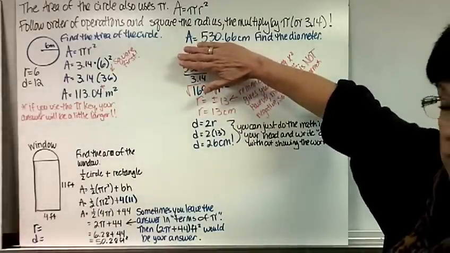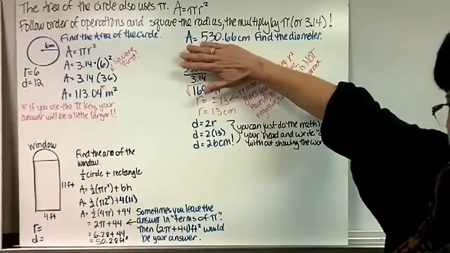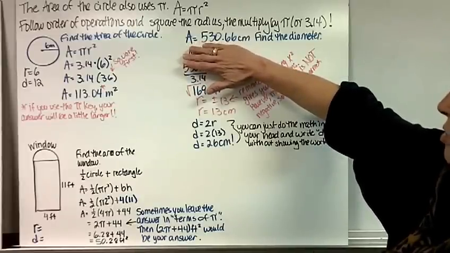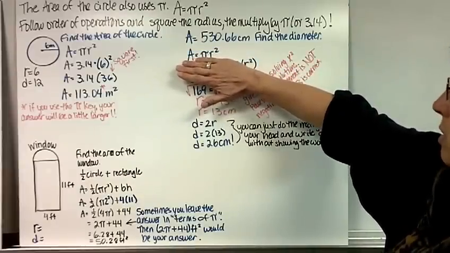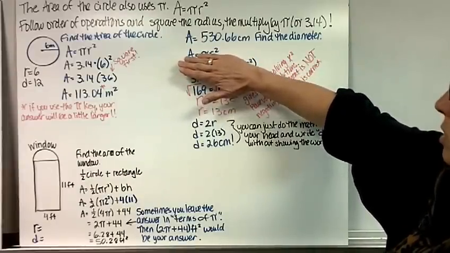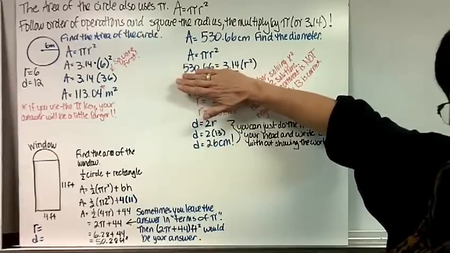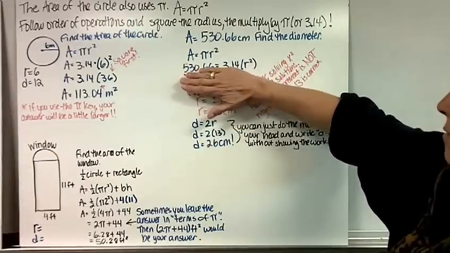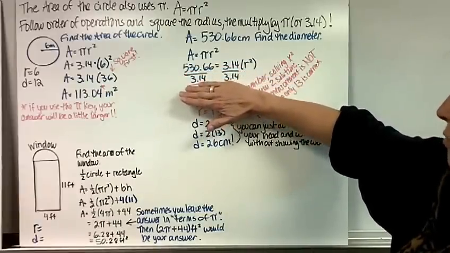Now, I'm telling you the area is 530 66/100 centimeters, and I want you to find the diameter. So let's write down our formula. Area equals pi r squared. Substitute in the values we know. 530.66 equals 3.14, because I don't have a pi key, times the radius squared. Divide both sides of your equation by 3.14.